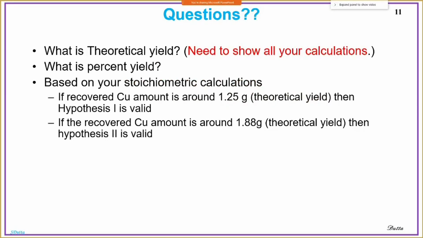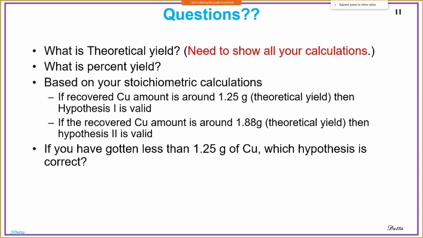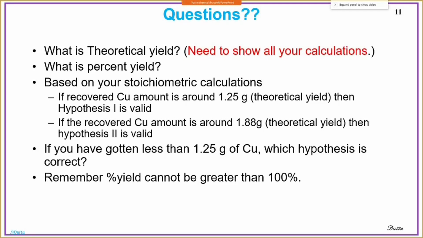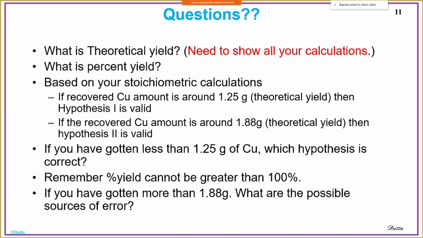So basically you need to answer these questions. Okay, so this came from the hypothesis. But you need to know, before you come to the lab, how do you get the percent yield? I already showed you. What is theoretical yield? I showed you. From the limiting reactant, how do you get the theoretical yield?